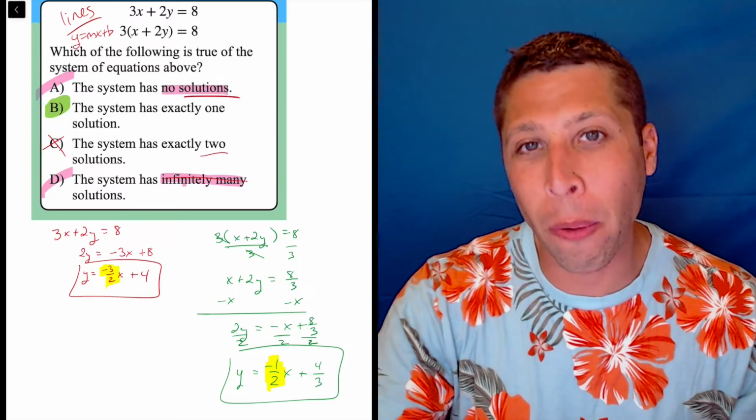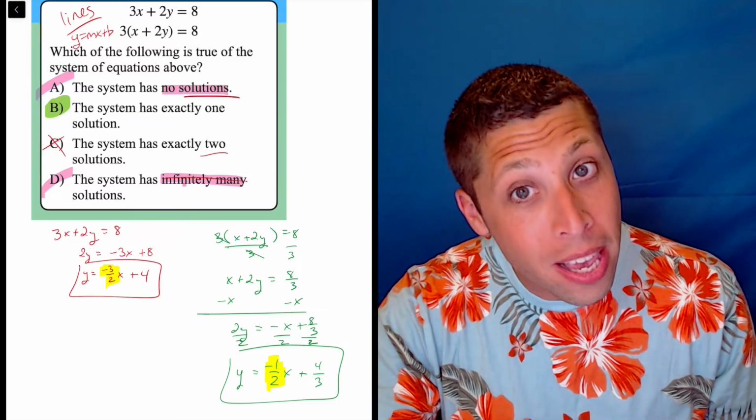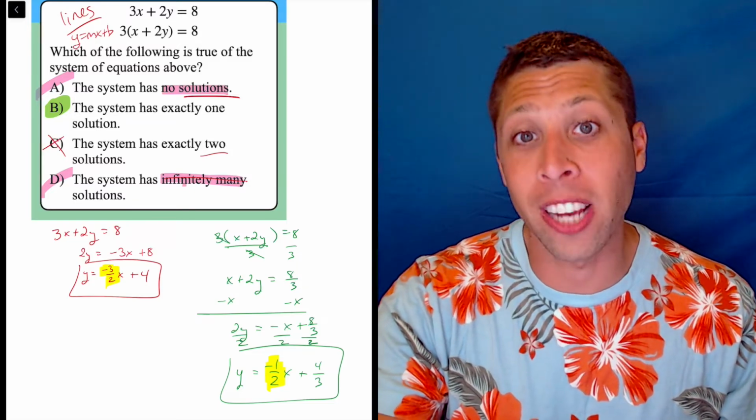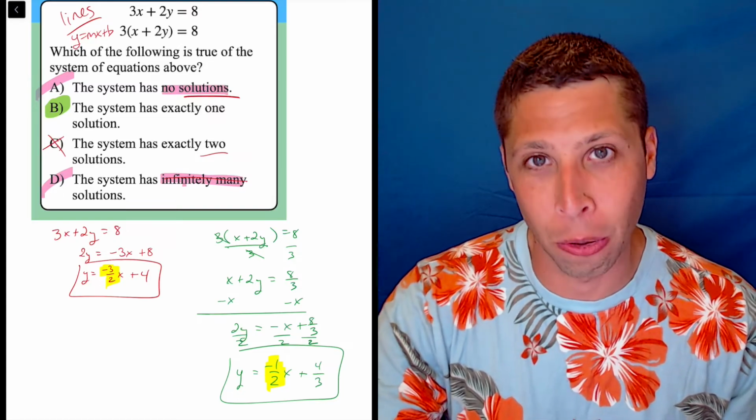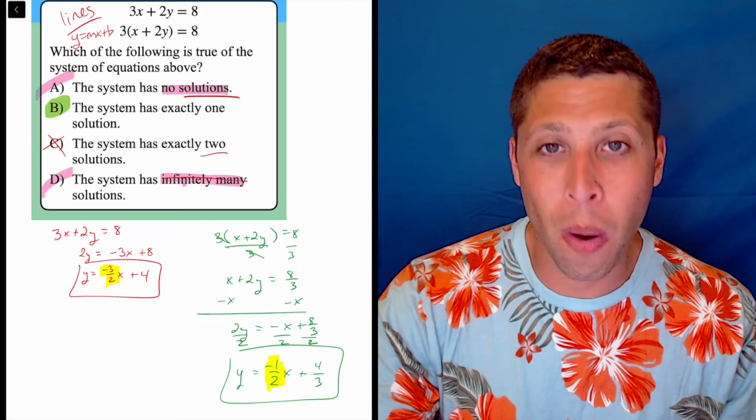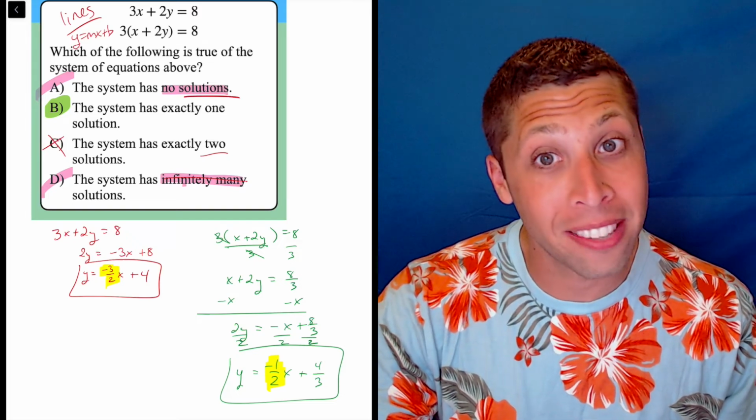That is why we always want to get back to y equals mx plus b, because that is the safe place where we understand the slope and the y-intercept the best. And that is how we're going to determine the number of solutions. So when in doubt, go back to y equals mx plus b. It is your safe place for lines.